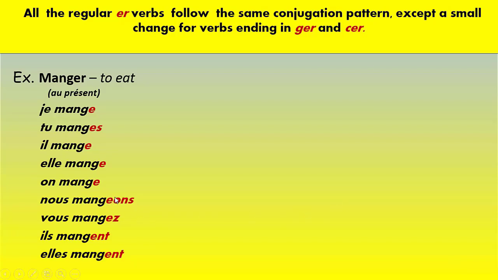So here you can notice the difference in the conjugation with the first person plural. Nous mangeons. You have an E after the G.